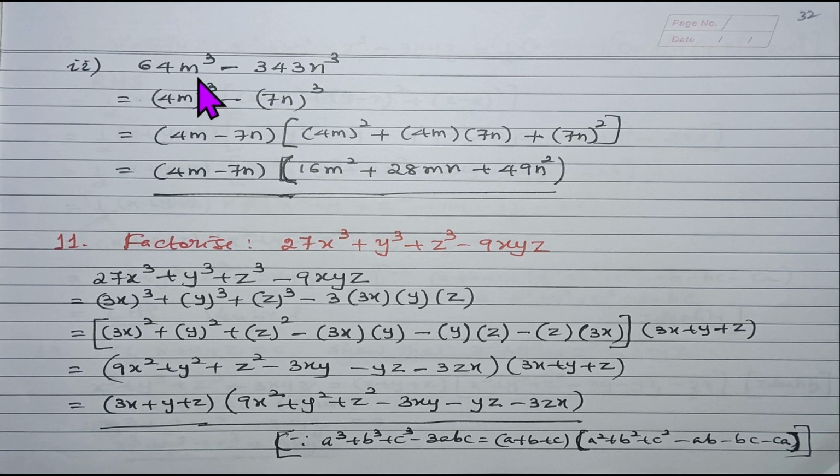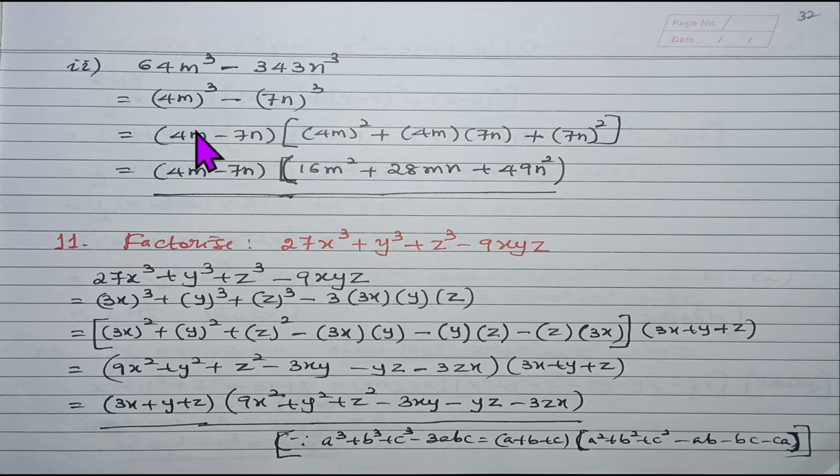Now the next example is 64m cube minus 343n cube. Now 64m cube is (4m) cube, and 343n cube is (7n) cube. That means it is a cube minus b cube form. And we know that a cube minus b cube is a minus b in the bracket a square plus ab plus b square. And here a is 4m and b is 7n.